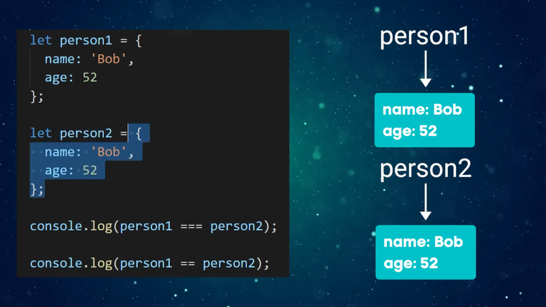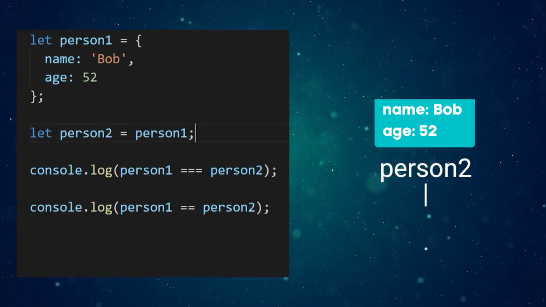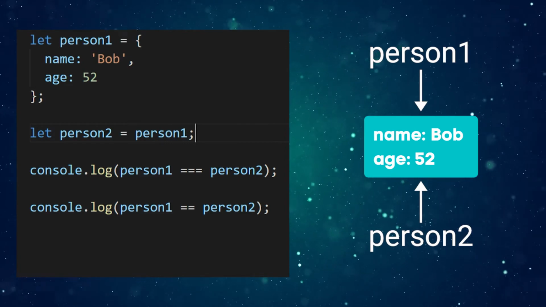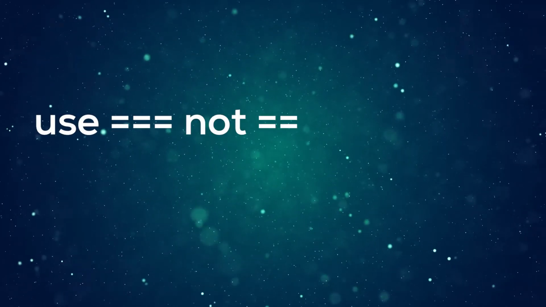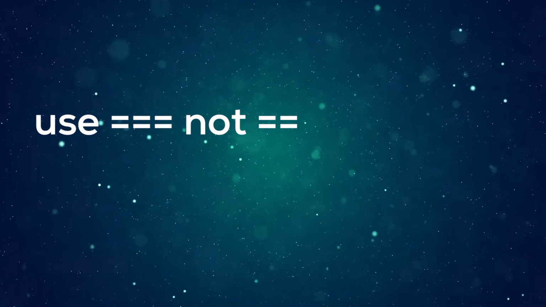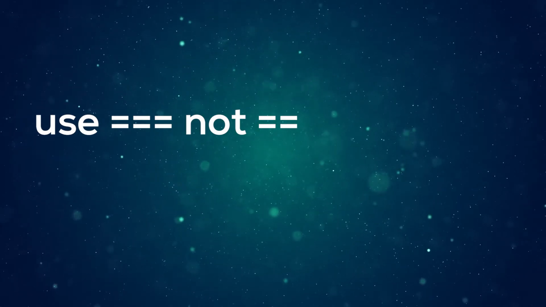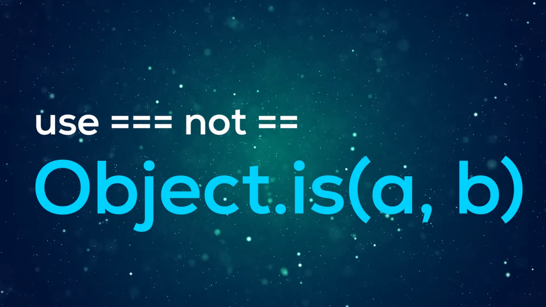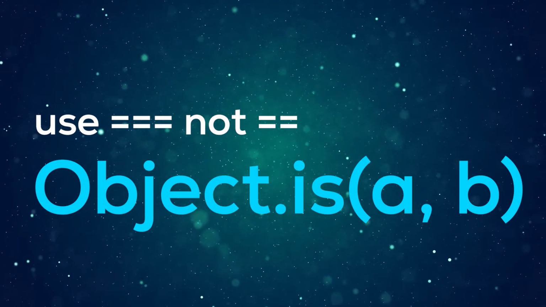We can take our person2 and assign it person1. Both comparisons are now true since person1 and person2 are the same object. I recommend using triple equals whenever you're comparing things inside of JavaScript. ES6 also introduced a new function, Object.is, that can be used for comparison. That's beyond the scope of this video, but I recommend you check it out.